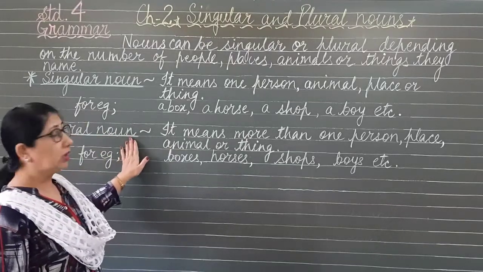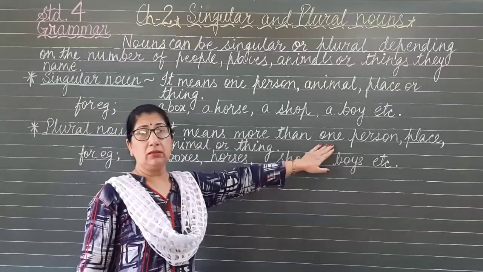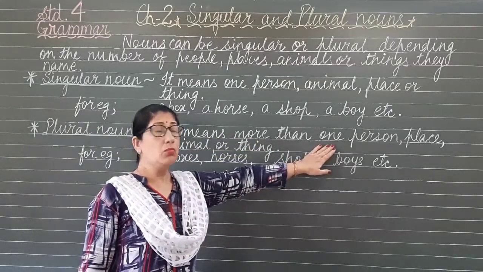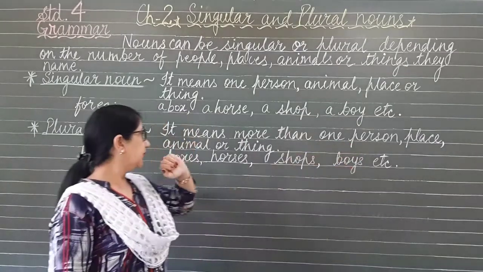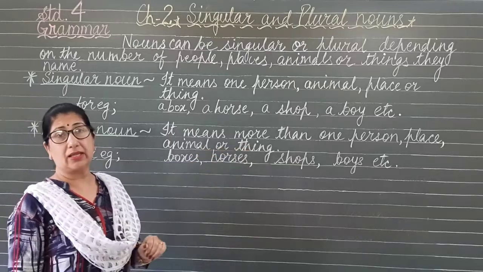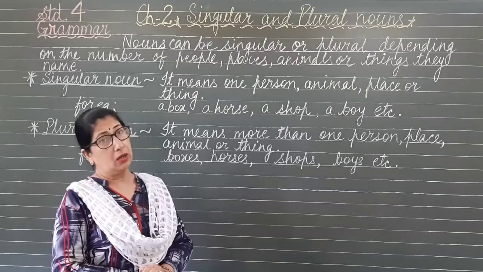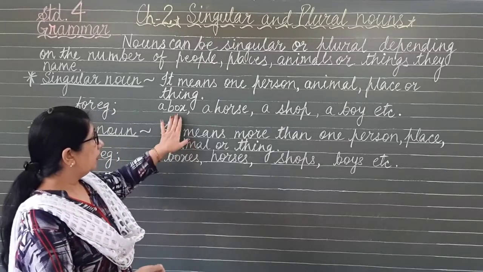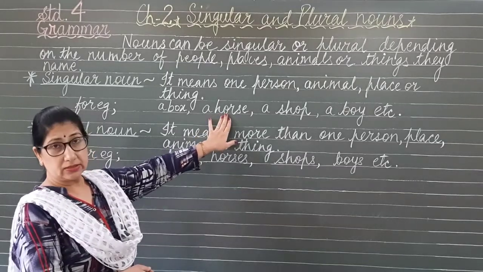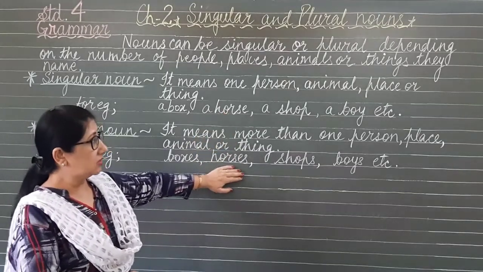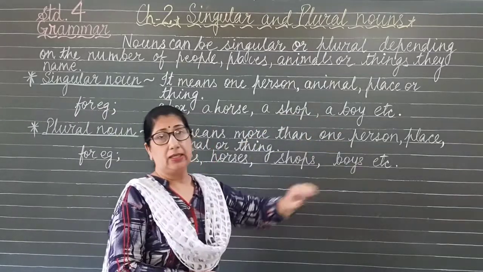Now let us see plural nouns. What is a plural noun? It means more than one. Plural means more than one. When we talk about persons, places, animals or things, that means more than one person, animal, place or thing are known as plural nouns. Say for example, box is singular, plural will be boxes. A horse, singular, plural will be horses. Shop, shops. Boy, boys, etc.